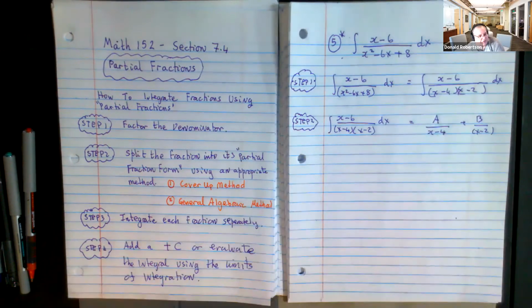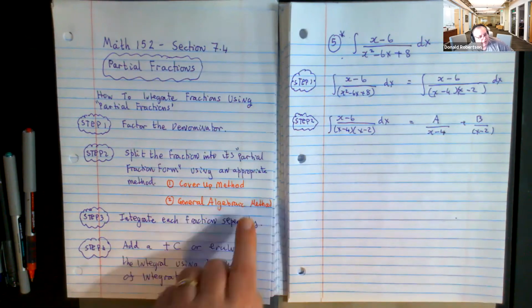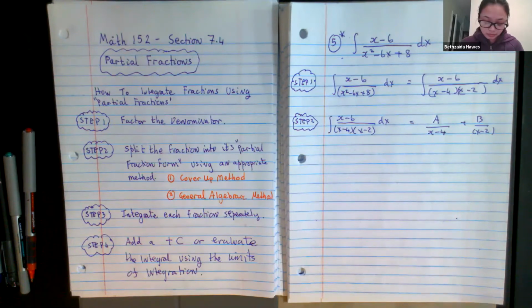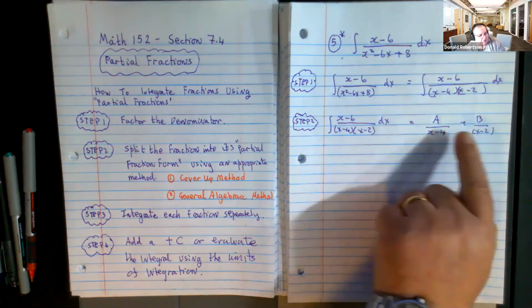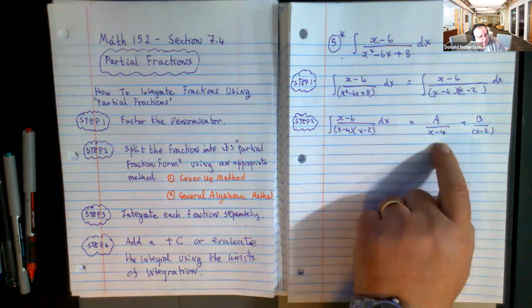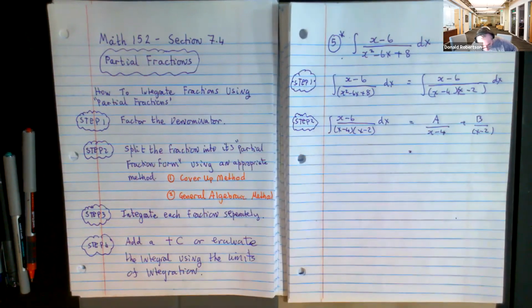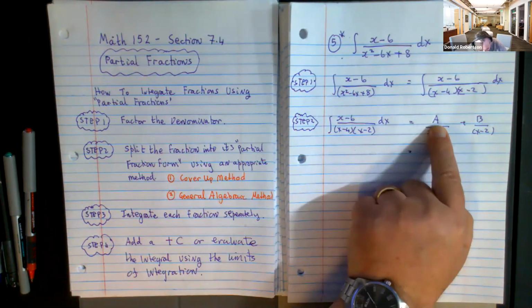Now, we have two techniques for doing this. We saw them yesterday. We didn't really do the general algebraic method much. We did one of them, but would you agree you can do the cover-up method with this question? Because they're both linear. So I always, me personally, prefer the cover-up method because of speed.